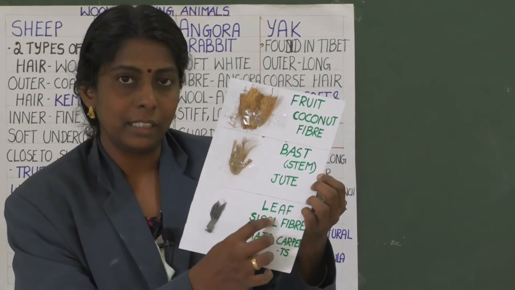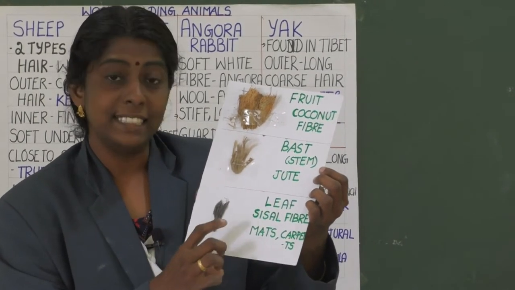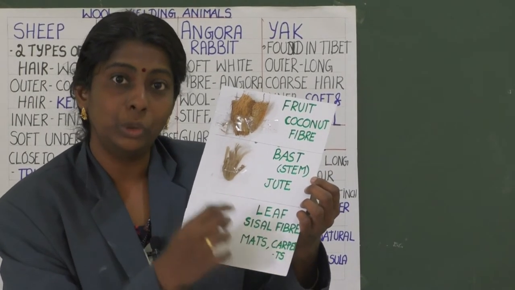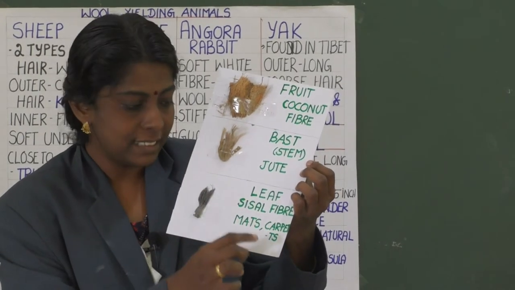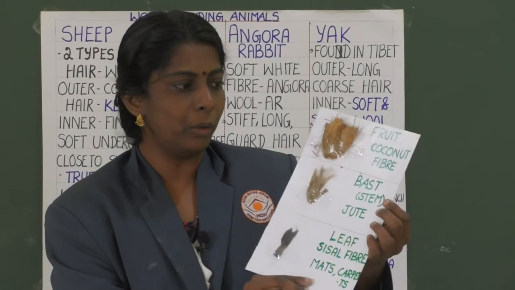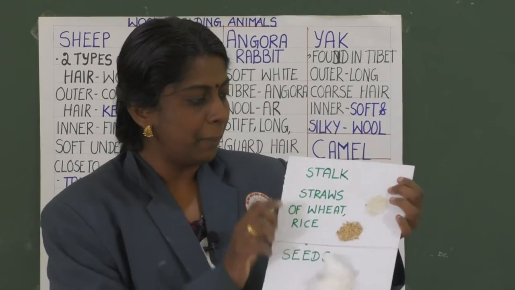Then third part, leaf, we are obtaining sisal fibers. We are obtaining sisal fiber from the part leaf. Usually this fiber is used for making mats and carpets and all. Mats and carpets. So this is about plant fiber. And two more things about plant fiber.